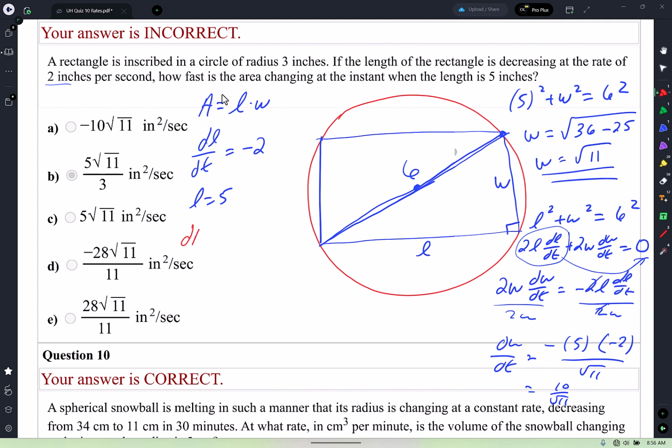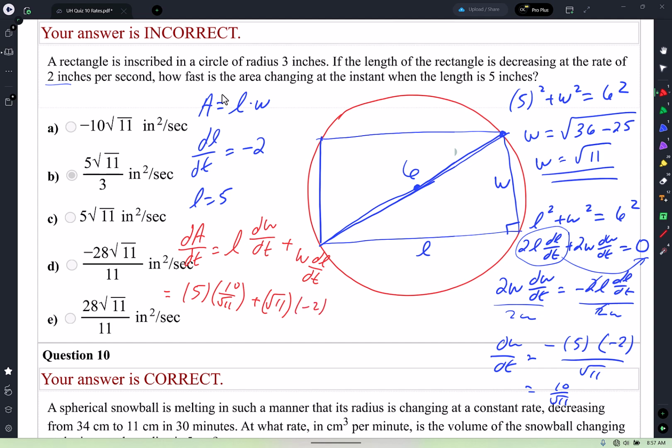So much fun. dA/dt equals first, L, times root of the second, dw/dt. Have I lost anyone? Plus second, w times the root of the first, dl/dt. I'm trying not to touch the picture there. All right, let's see what I get. L was 5. dw/dt was 10 over square root of 11. Plus w was square root of 11. And then dl/dt was -2.